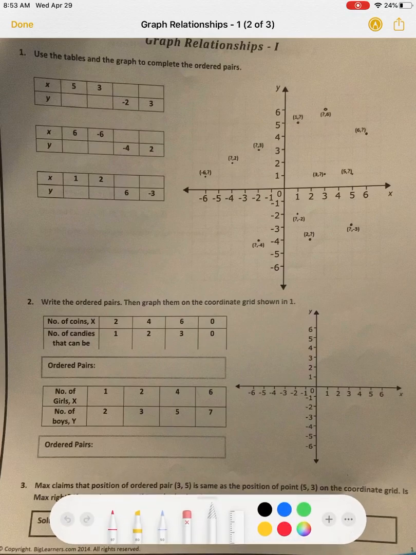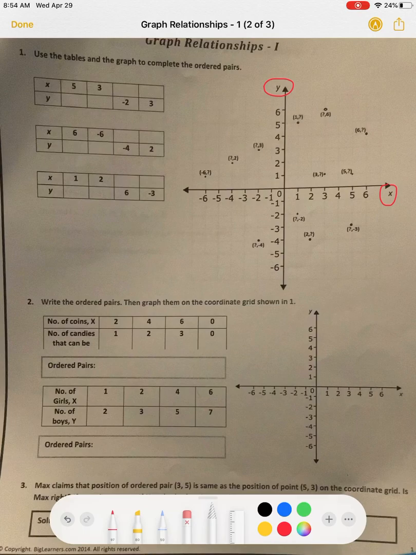The first directive says use the table and graphs to complete the ordered pair. So they want us to use these tables and look at the graph to complete the missing values. The way you look at this is when x is 5, what is y? We're going to go to positive 5 on the x-axis, and we all know that here is the x-axis and here is the y-axis. We go to whatever plot is on positive 5. When x is positive 5, it looks like it sits on y at positive 1.